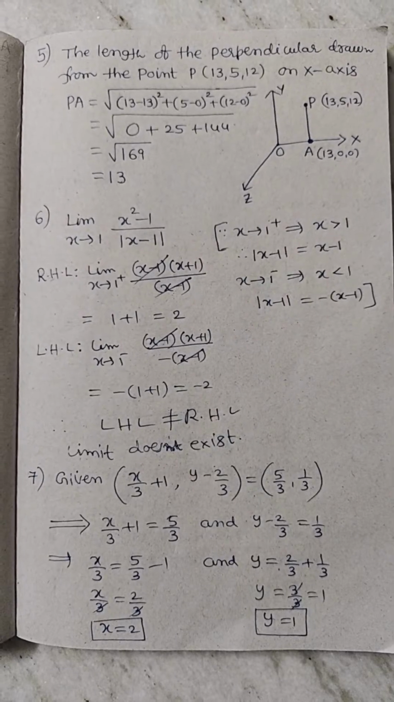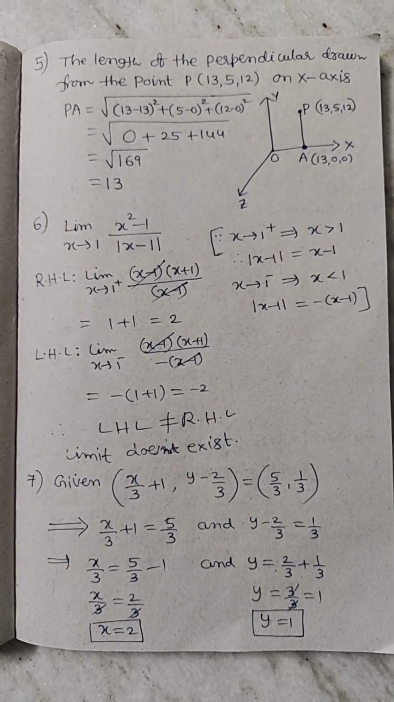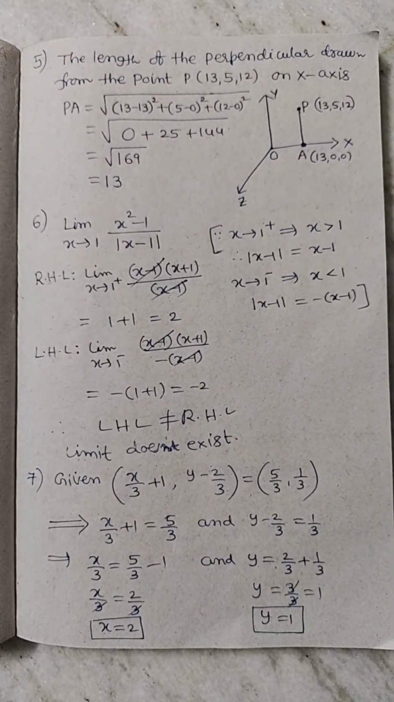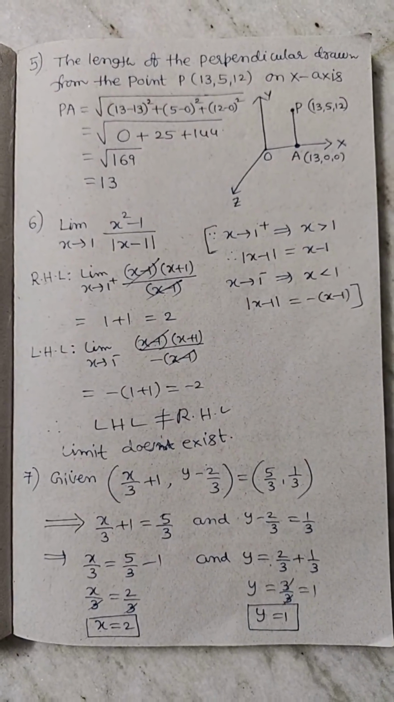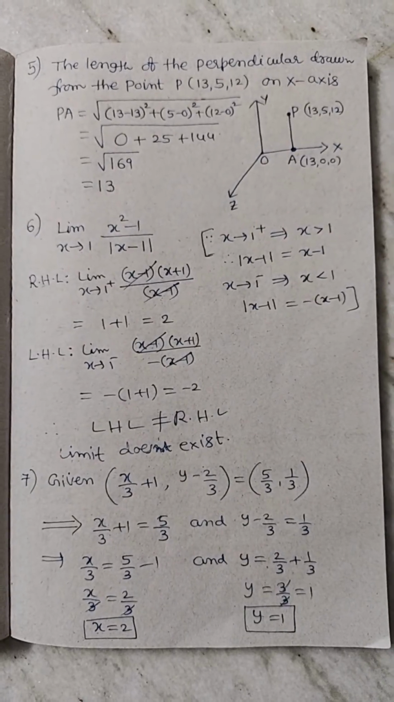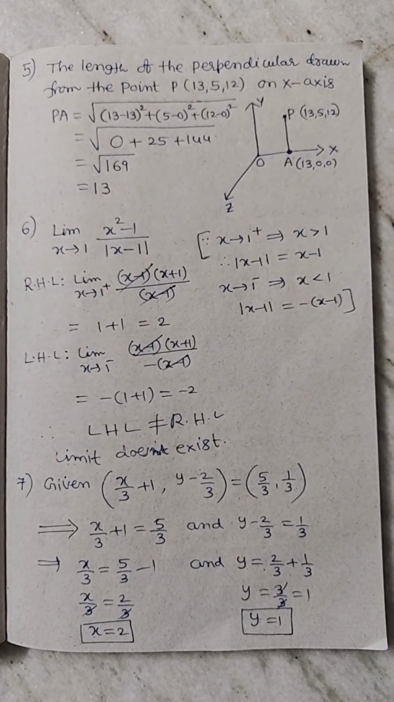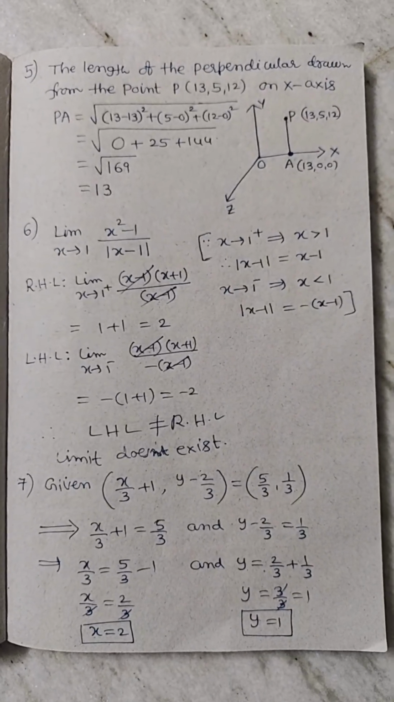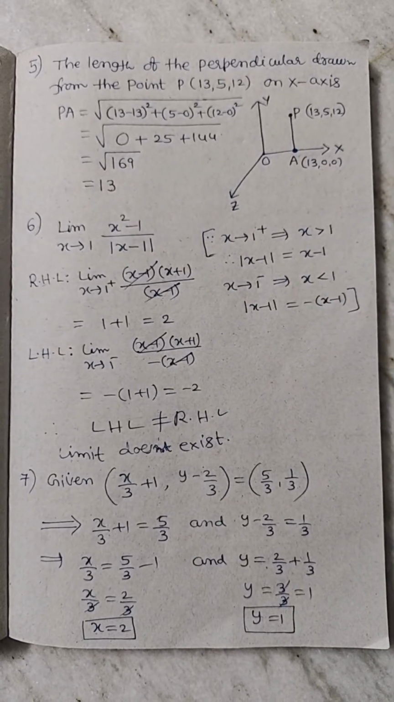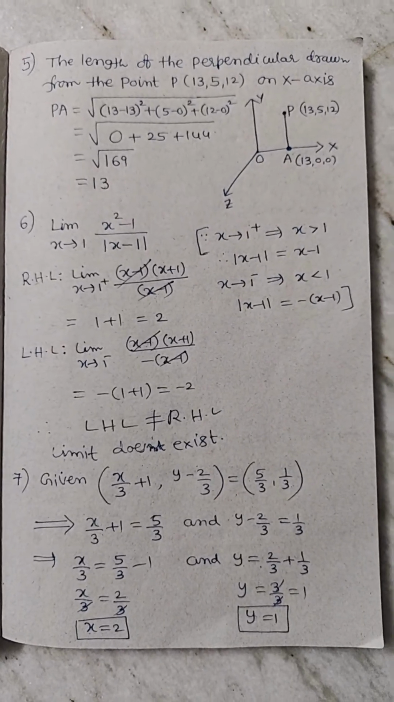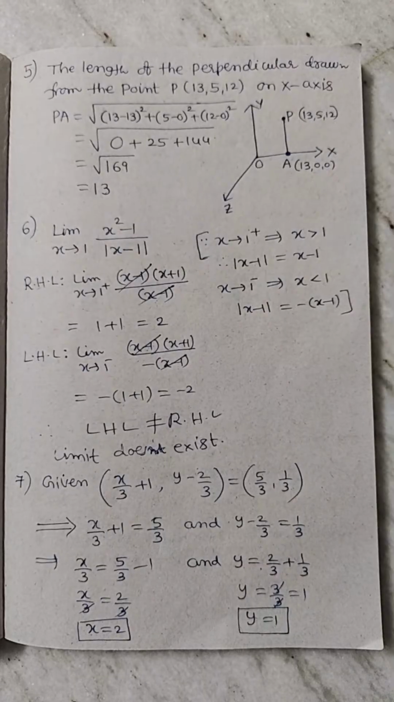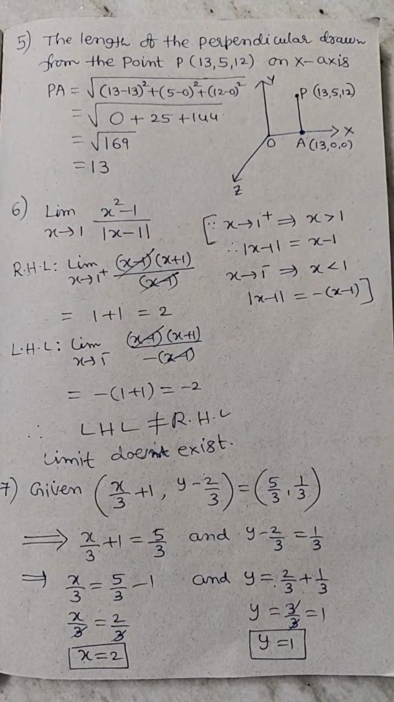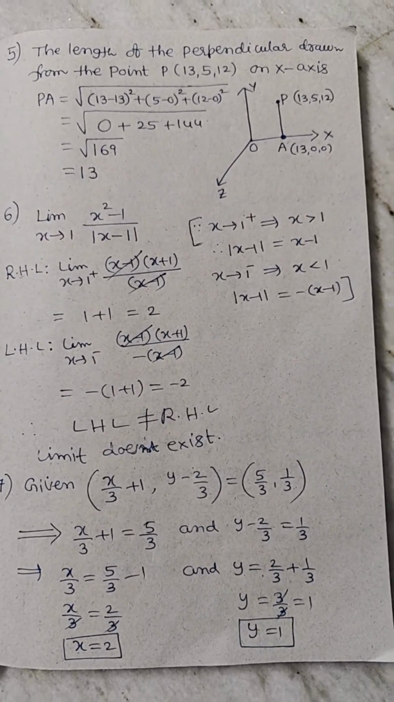They are asking to find the length perpendicular from point P to the x-axis. So PA equal to root of (x2 minus x1) whole square plus (y2 minus y1) whole square plus (z2 minus z1) whole square. So by using that formula, root of (13 minus 13) whole square plus (5 minus 0) whole square plus (12 minus 0) whole square. So root 25 plus 144, which is equal to root 169, which is equal to 13. So next question number 6.